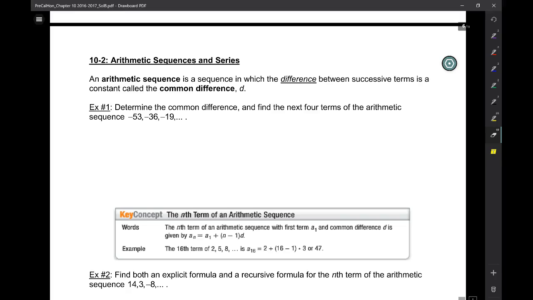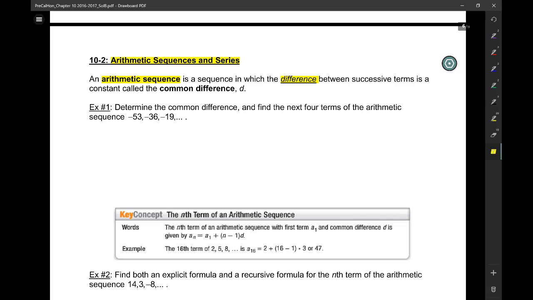So the first category of sequences we're going to talk about is the arithmetic sequence and series. What an arithmetic sequence is: it's a sequence in which the difference between successive terms is a constant, right? So for example, if you take two terms and subtract them, and then take two other terms and subtract them, and you take two other terms and subtract them, you're going to get the same difference. You're going to get the same value.